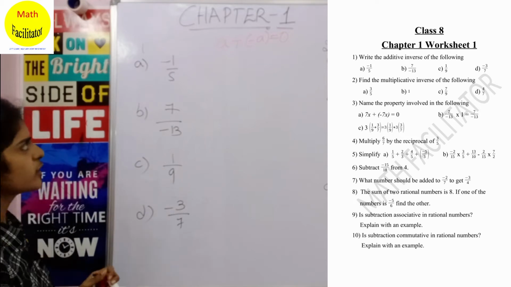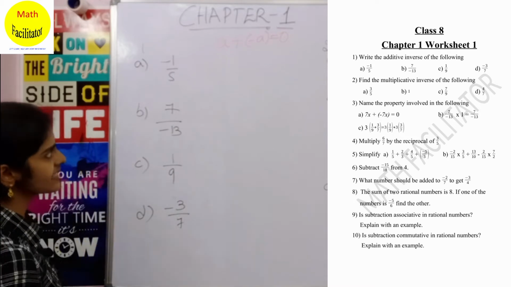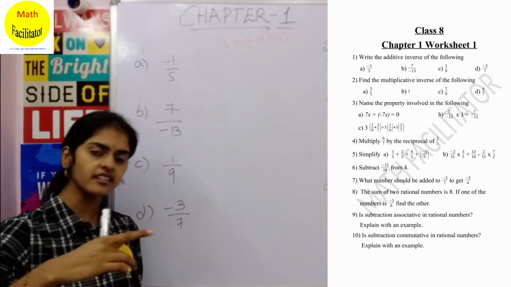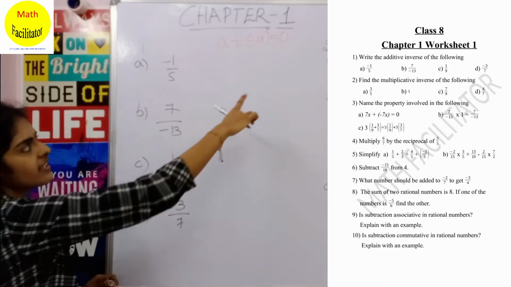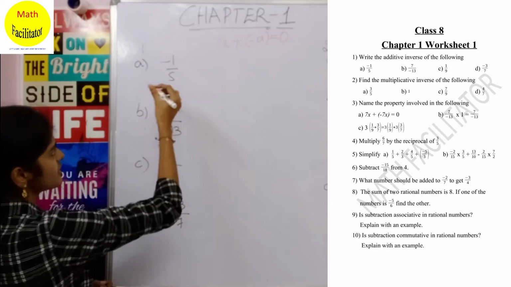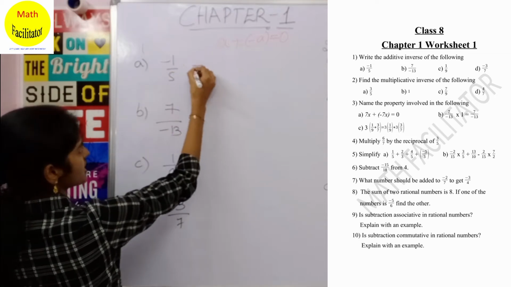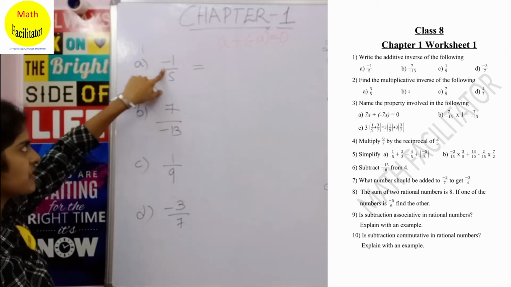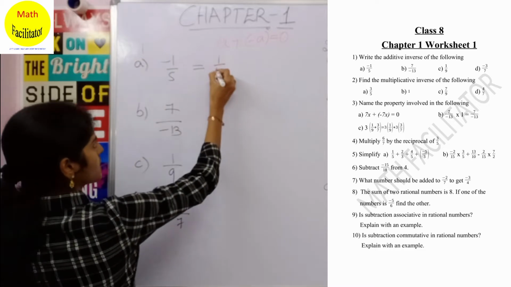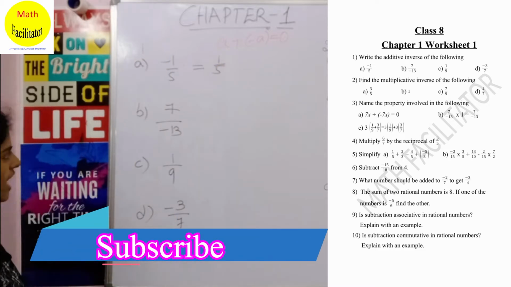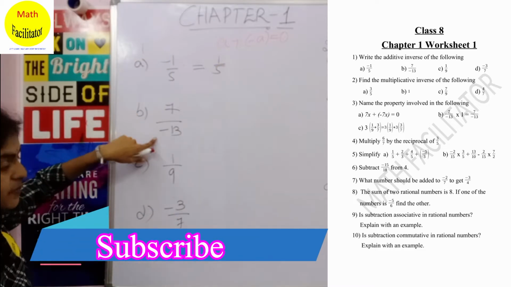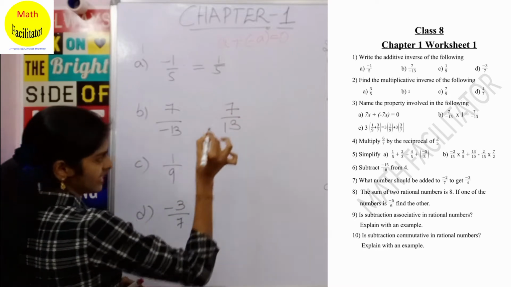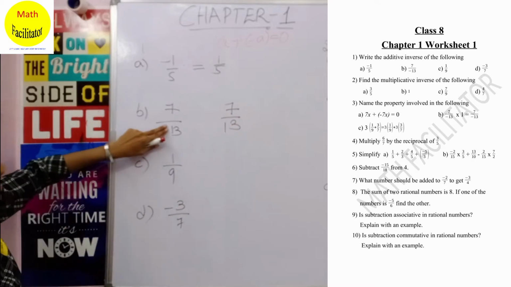So simply you will just change the sign. Here you can see that it is a and minus a. Simply by changing the sign with the same number, you will get the answer 0. So let us do it. The additive inverse of minus 1 by 5 is what? Just change this sign. Here it is minus 1 by 5. If you change the sign, it is 1 by 5. Now here the additive inverse of 7 by minus 13 you want. So it is 7 by 13. Clear? You will just change the sign.